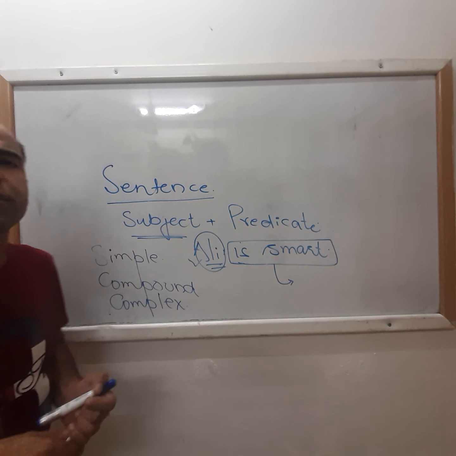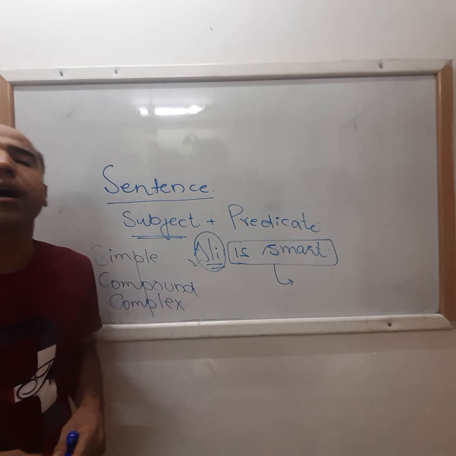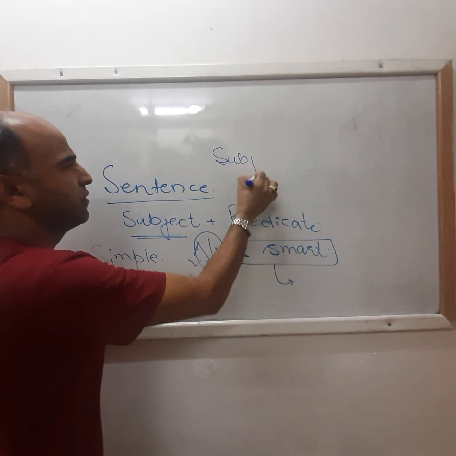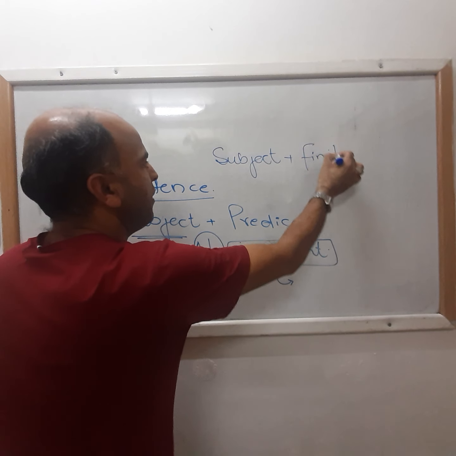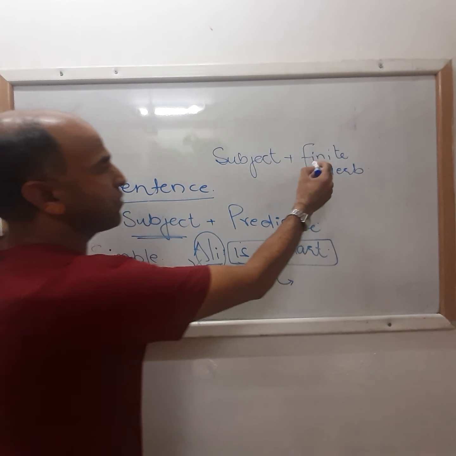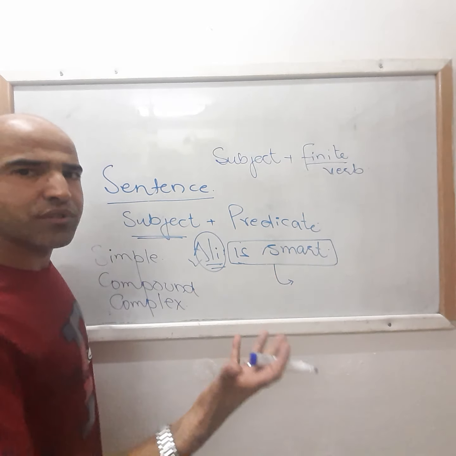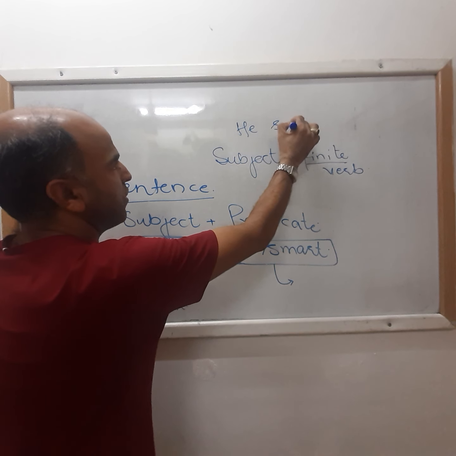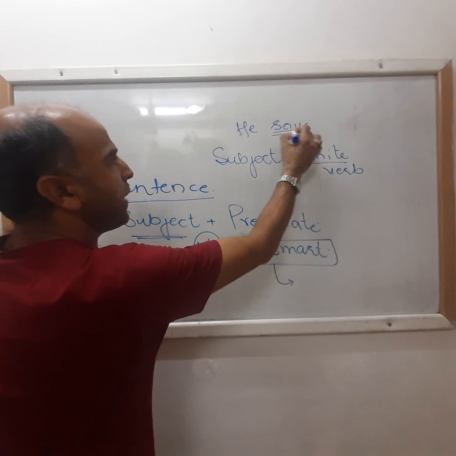Now, simple sentence. A simple sentence is a sentence that has a subject and a finite verb. Now, the question arises: what is a finite verb? A finite verb is a verb that changes according to number, according to person, according to tense. If I write, he says, now this is your finite verb.